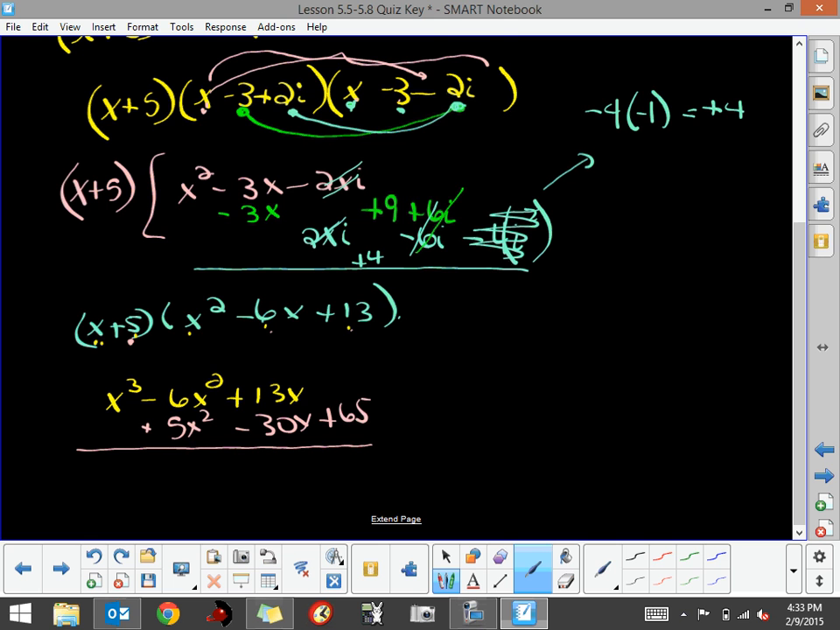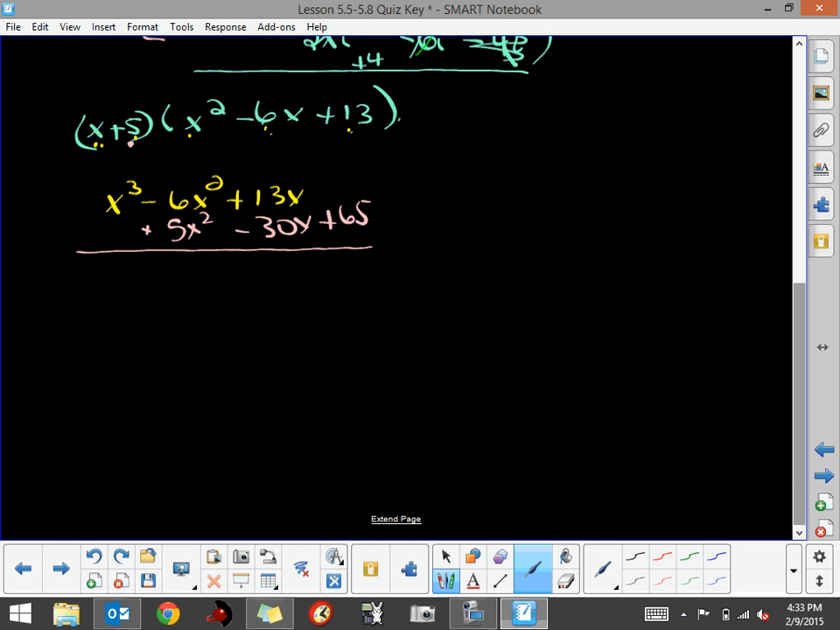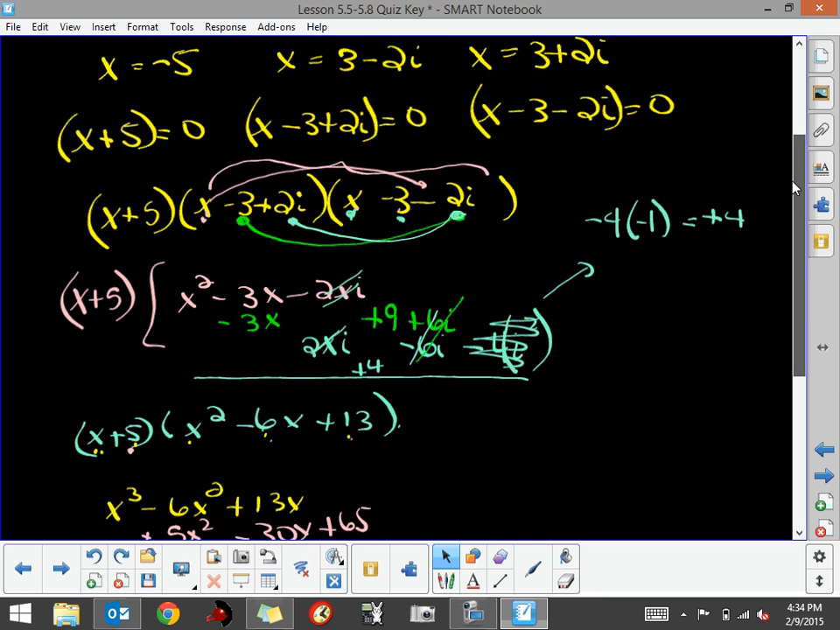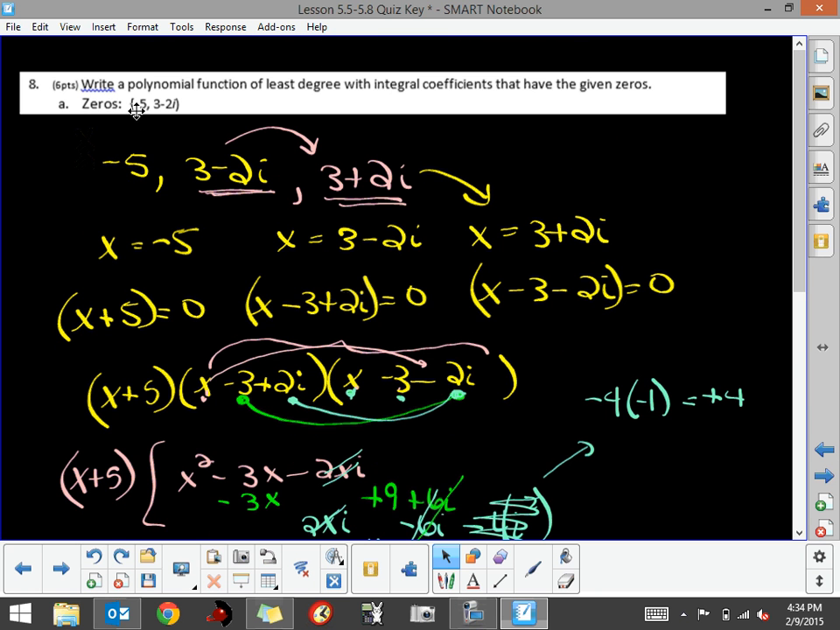Collect my like terms, and I'll have a polynomial of least degree with integral coefficients. So x cubed minus an x squared minus 17x plus 65. This is the trinomial, or the third degree polynomial, the cubic function that has solutions or zeros that were given to us back in the beginning of negative 5, 3 plus 2i, and 3 minus 2i.